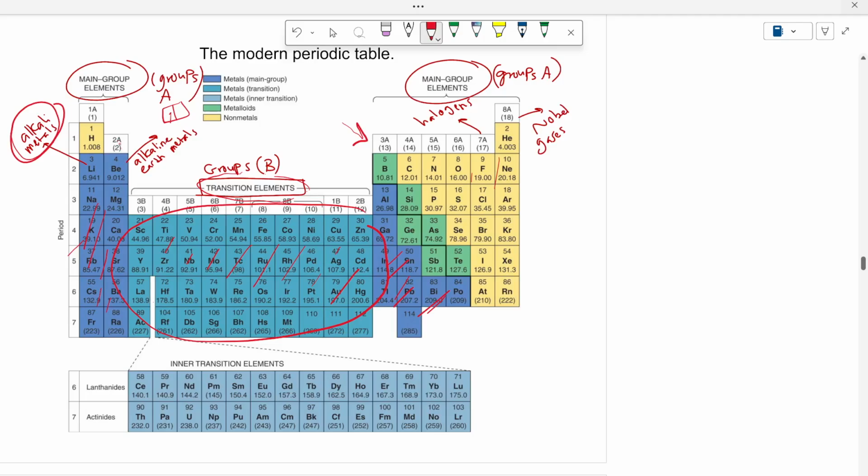Group 2A also has a characteristic name, which is alkaline earth metals. This is also important, alkaline earth metals. Group 7A, these are the halogens, and group 8A, these are the noble gases.